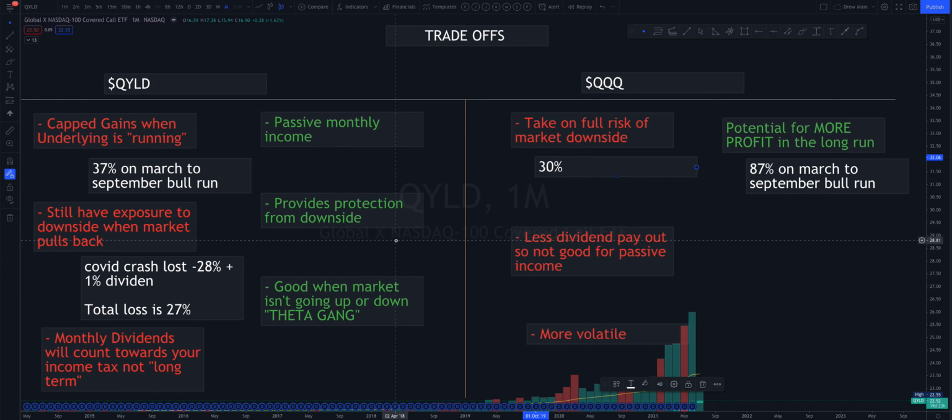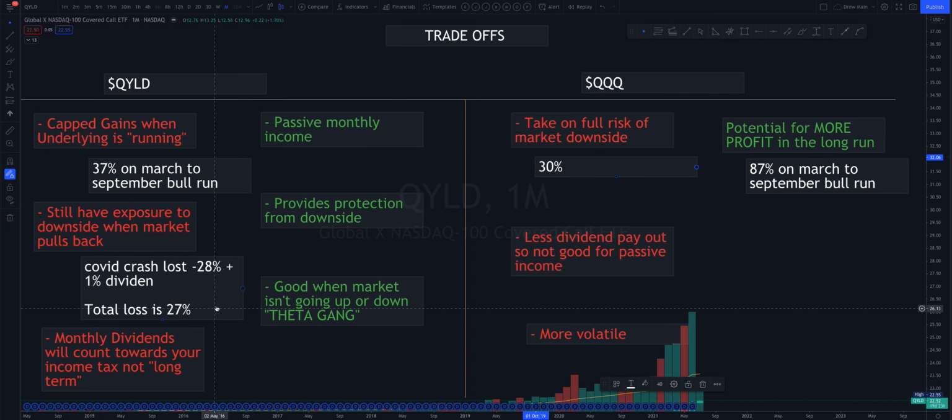So like I was saying, if you guys want to invest in QYLD, there's no issue, right? There isn't really a reason why you shouldn't. You're gonna get passive monthly income. You get some protection from downside, and when the market isn't doing anything, you're guaranteed monthly income still, just like that example I showed. But you might not be able to catch the full move, and obviously you're still gonna lose some percentage on the underlying, like we saw here.